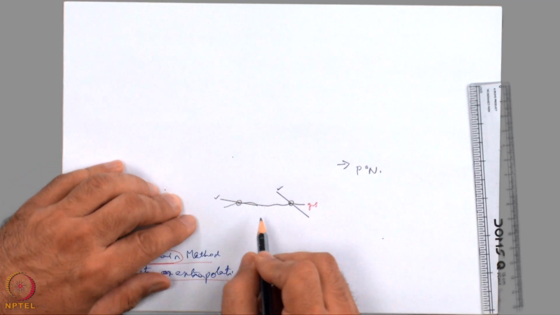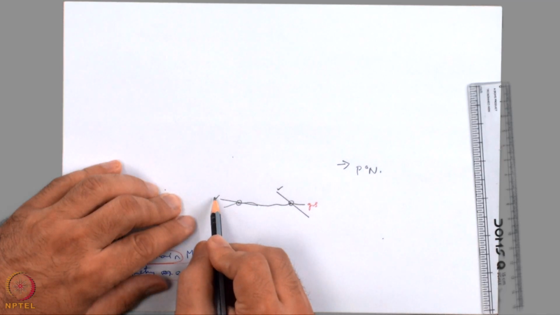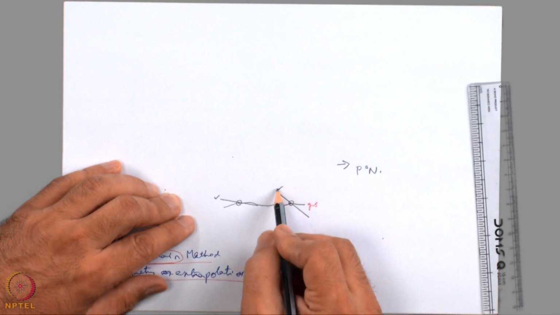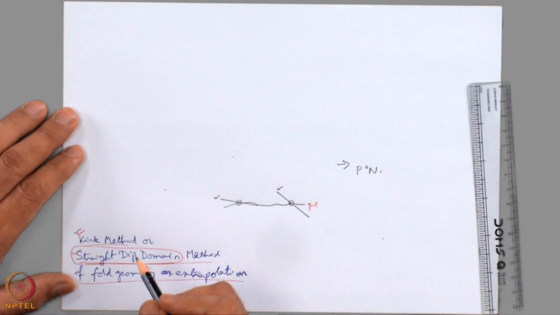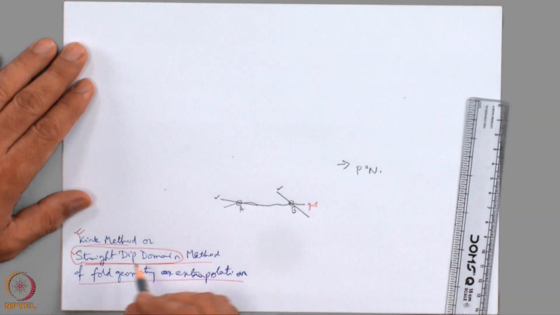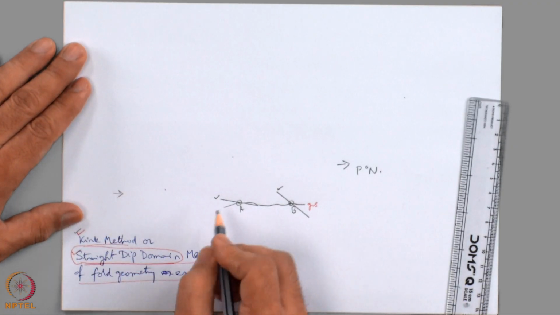Later on, students can try: what if both the litho contacts dip at the same angle, what if this contact dips at a higher angle than that? In that case, are we able to produce the kink method of fold reconstruction? Why should we apply the kink method or straight dip domain method over here?